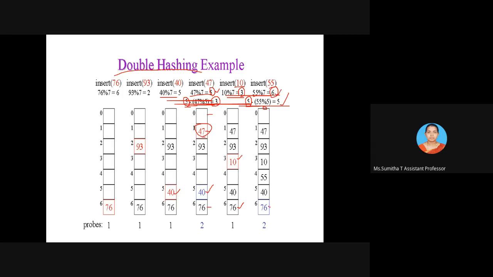Okay. Here only the collision occurs. So I need to move forward with the 5 steps. Okay. 1, 2, 3, 4, 5. So here I can insert the element 55. Is it clear? This is called double hashing. Okay, all of you. Is it clear, everyone?